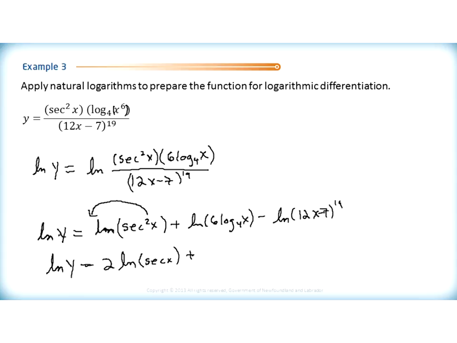Plus, now here I've got another product inside there, 6 times stuff. So I might as well separate that out, because you'll see that's going to be the ln of 6 plus the ln, and that's the only ugly term here really, ln of log base 4 of x. Can't get rid of everything, but still it makes it easier. And then when I do go to take the derivative, if I were to do that here, that's just going to be 0 anyway, because it's constant. And then I'm going to subtract 19 times the natural log of 12x minus 7. Okay?